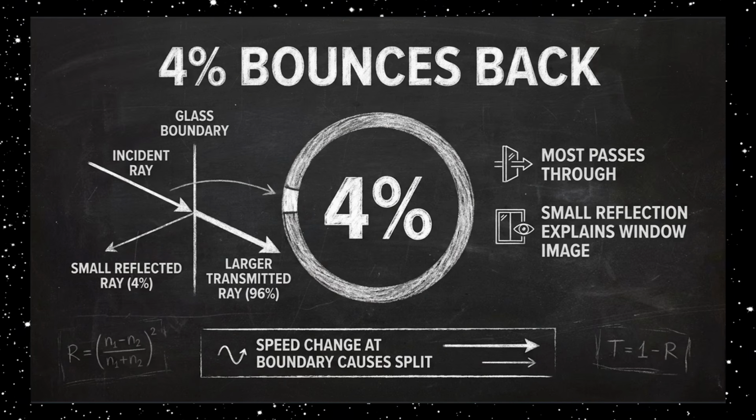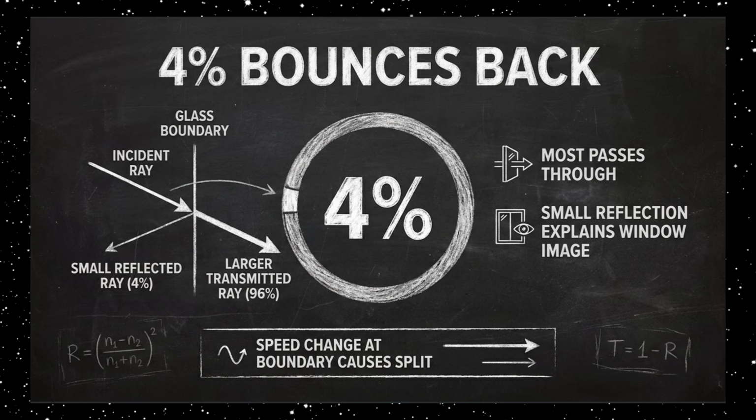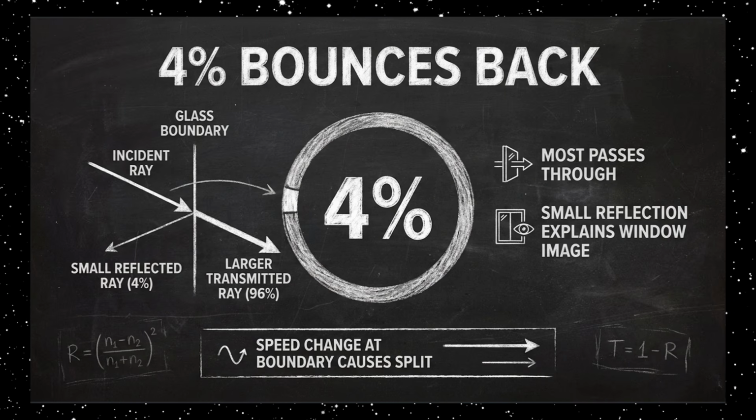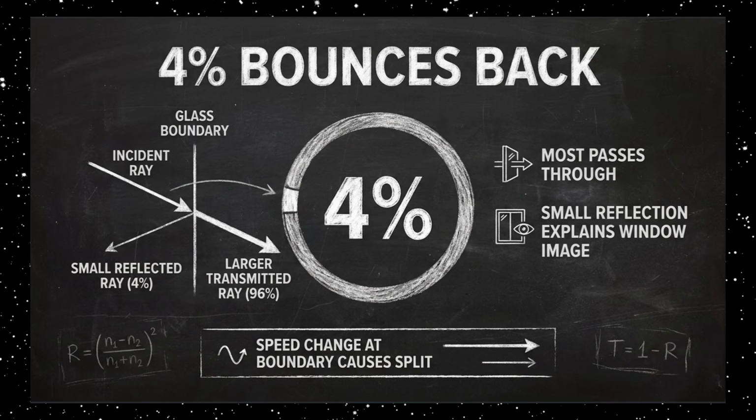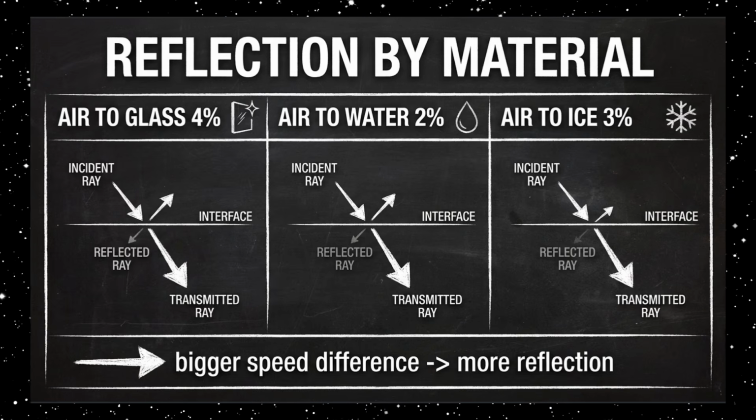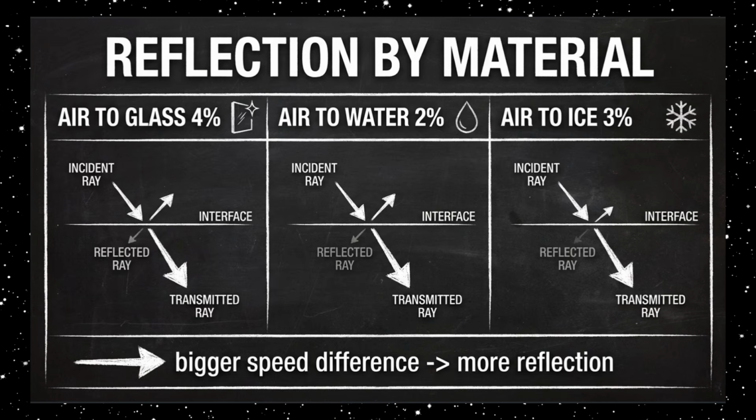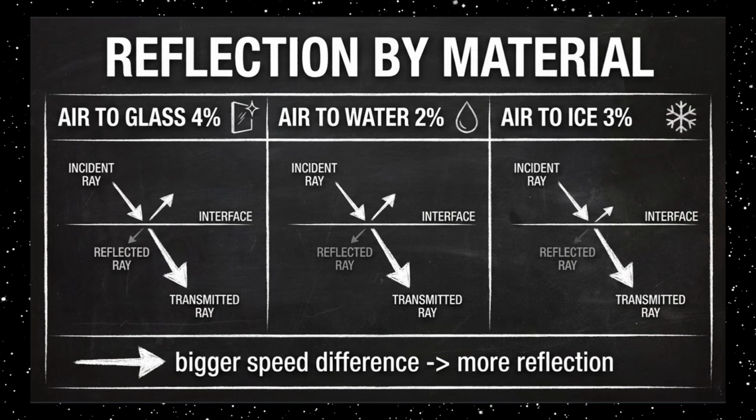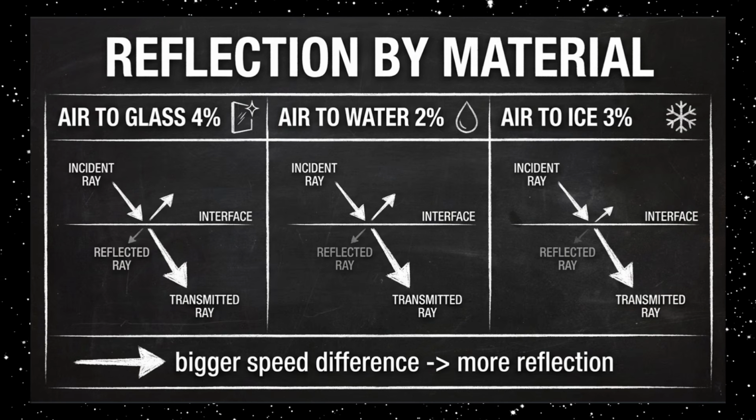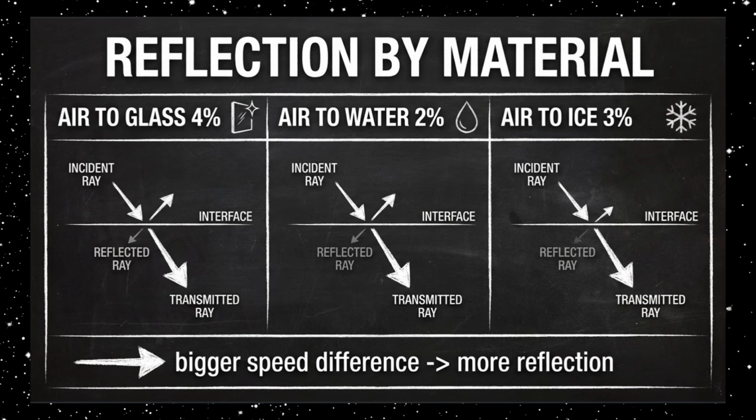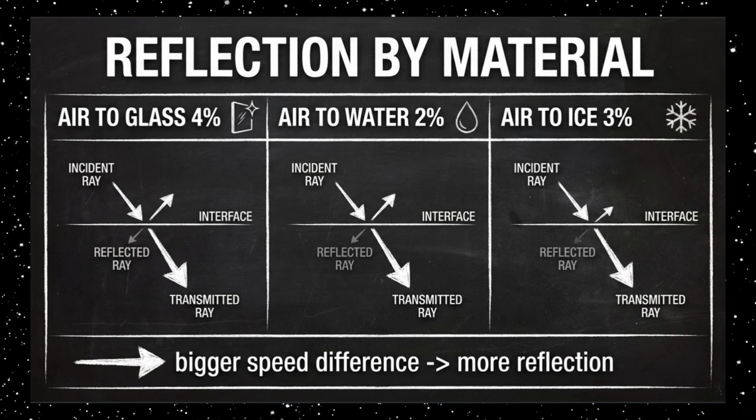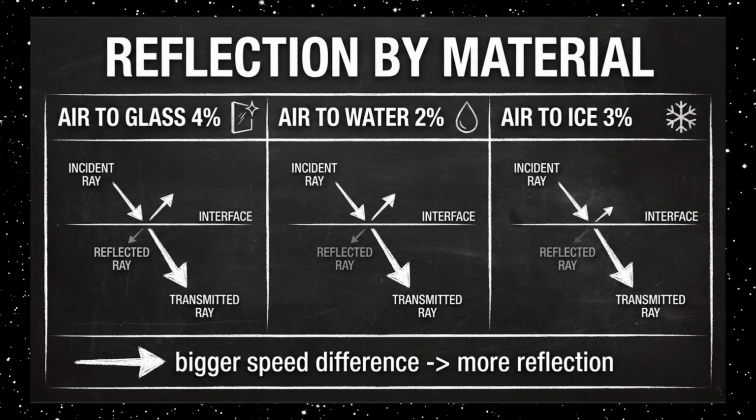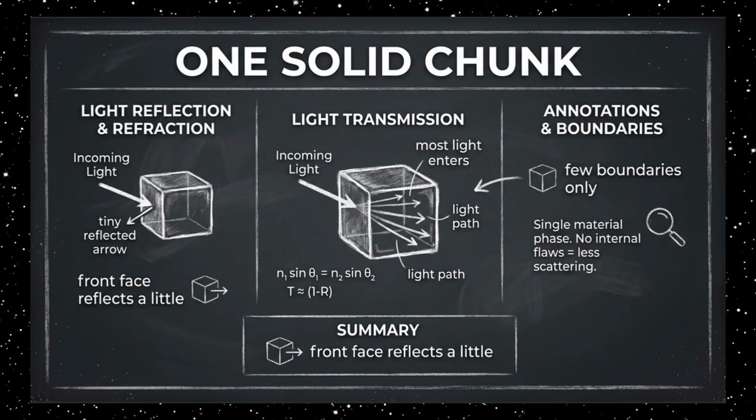This is just a fact about how light deals with boundaries between different materials. Whenever light hits a place where the speed changes, some of the light keeps going and some of it bounces. The amount that bounces depends on how big the speed difference is. Air to glass, about 4% reflects. Air to water, about 2%. Air to ice, around 3%. Most of the light goes through, but not all.